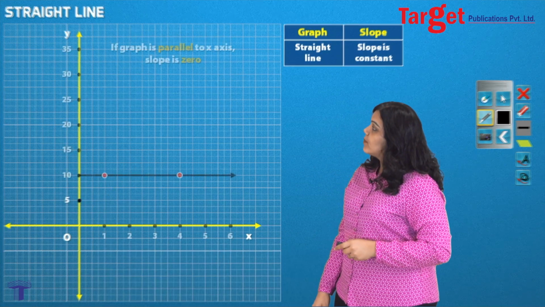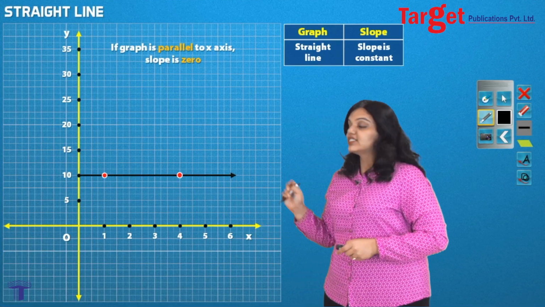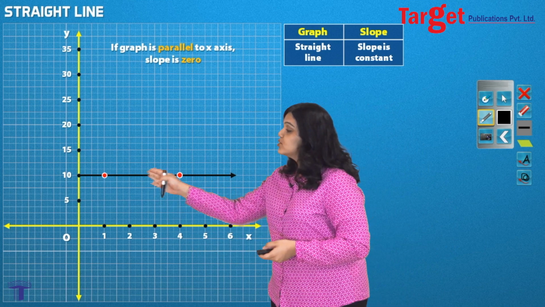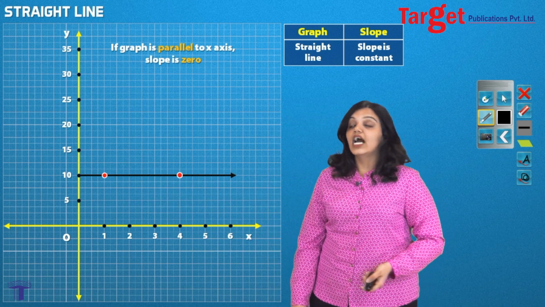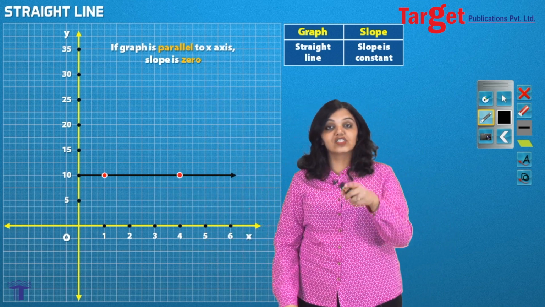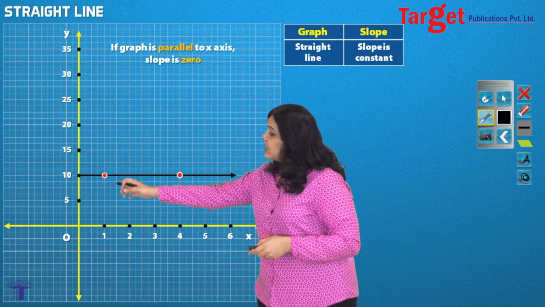The next thing I want to talk about is what if I have a graph which is like this, a graph which is parallel to the x-axis. In this case, I claim that the slope is 0, but let's check it out for ourselves. Let me take any 2 points.